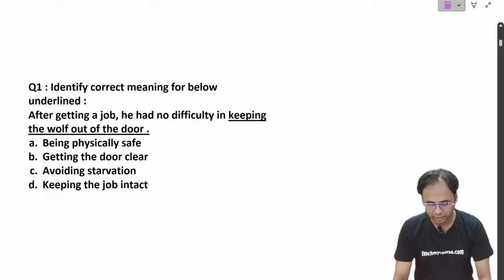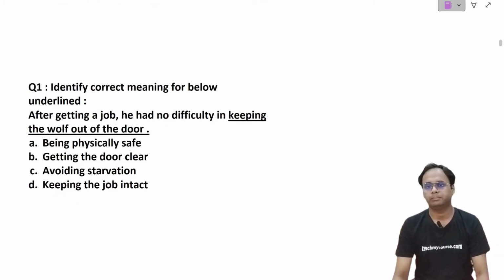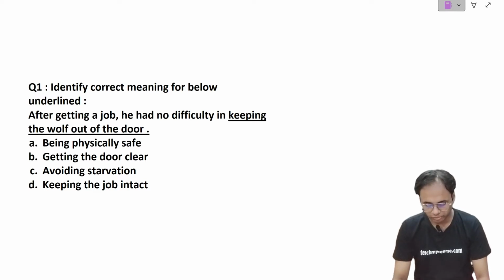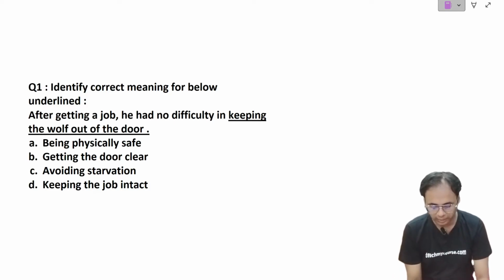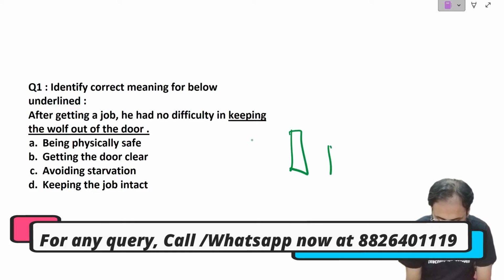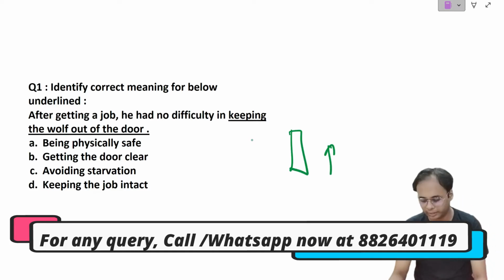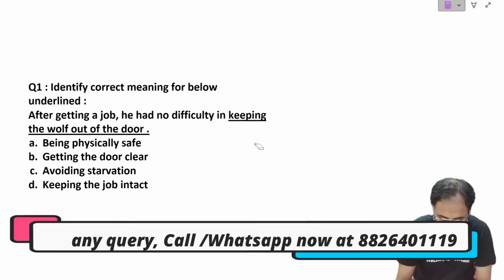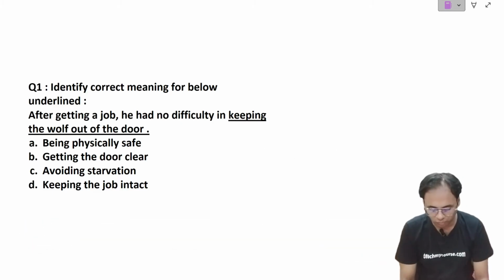Identify the correct meaning for the underlined phrase below. The question is: after getting a job, he had no difficulty in keeping the wolf out of the door. Now he is not talking about a gate with a wolf standing outside it. No, this is just an idiom, keeping the wolf out of the door.